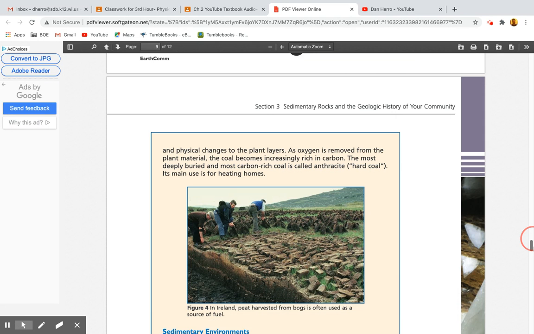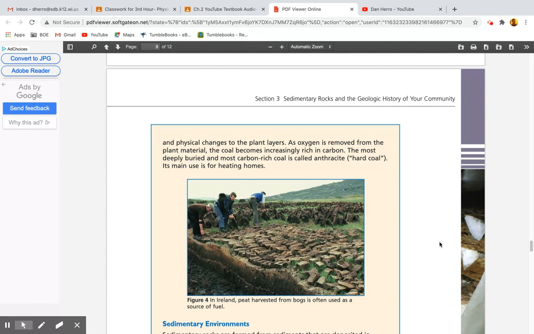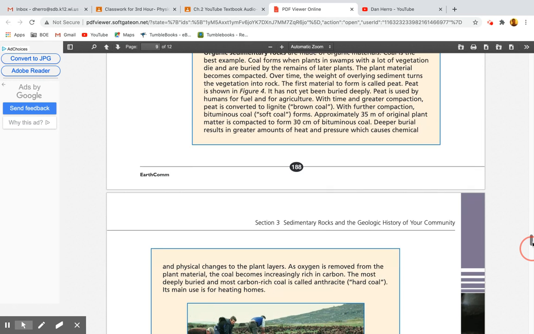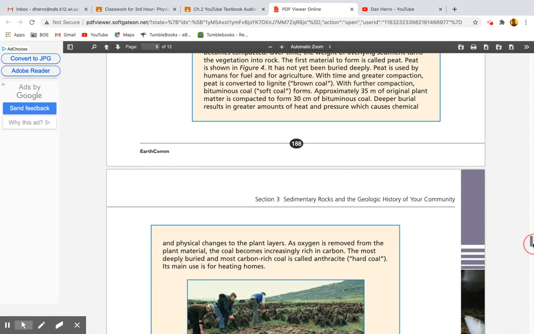All right, let's take a look at that. Okay, figure 4. All right. I'm hoping we can read and refer to the figure at the same time. Here we go.